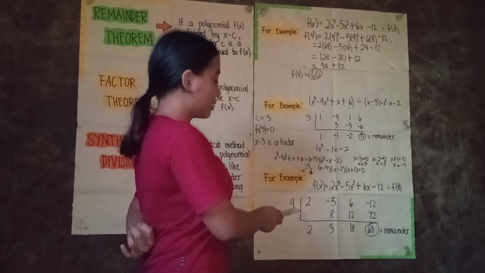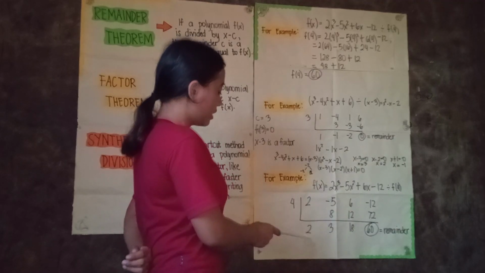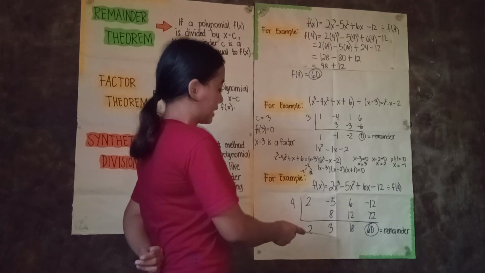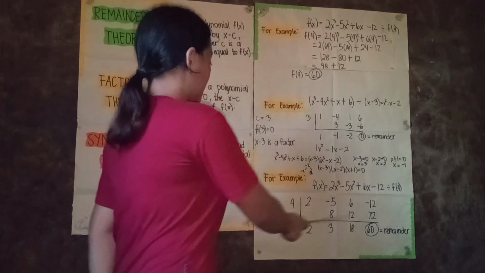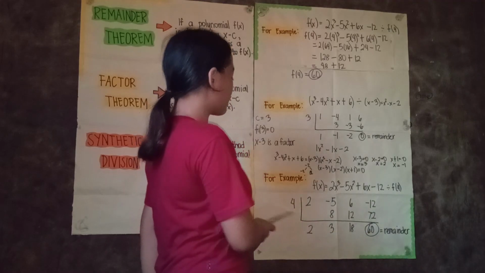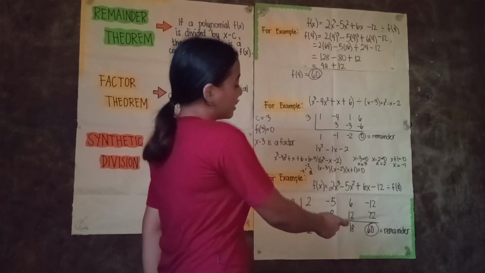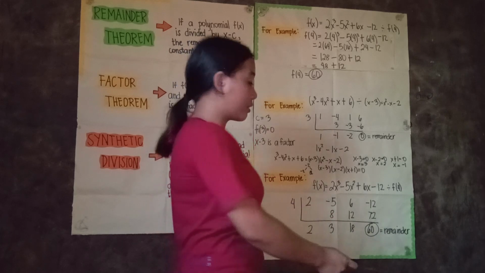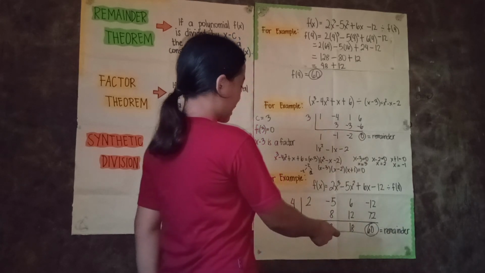We will copy the 2, or bring it down here. 2 times 4, we get 8. Negative 5 plus 8 is 3. 3 times 4 is 12. 6 plus 12 is 18. 18 times 4, we got 72. Negative 12 plus 72, we got 60. So our remainder is 60.